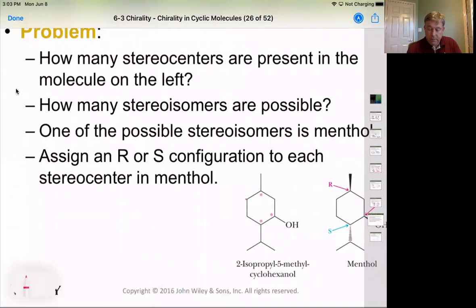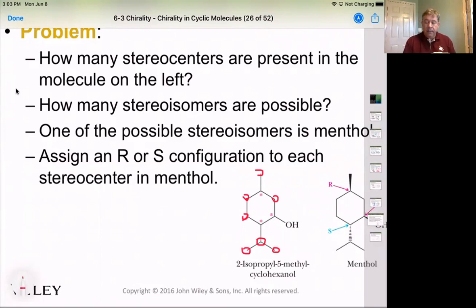So this carbon right here has 2 hydrogens on it, this carbon has 2 hydrogens on it, this carbon has 3 hydrogens on it, this carbon has 2 methyl groups on it, 3 hydrogens, and 2 hydrogens. So none of these carbons do we have to worry about because they all have at least 2 or more of the same group bonded to them.